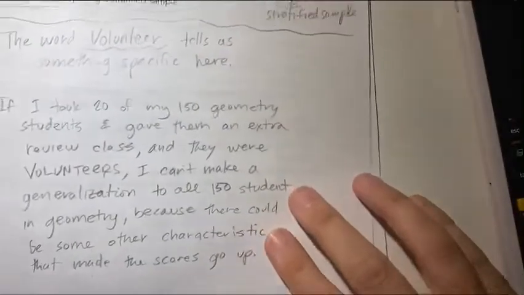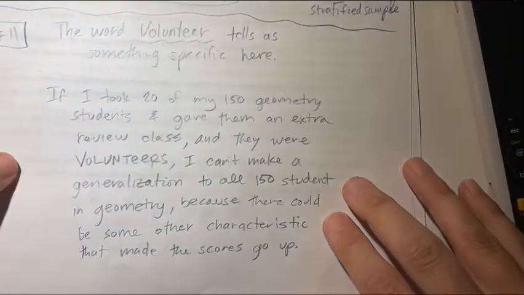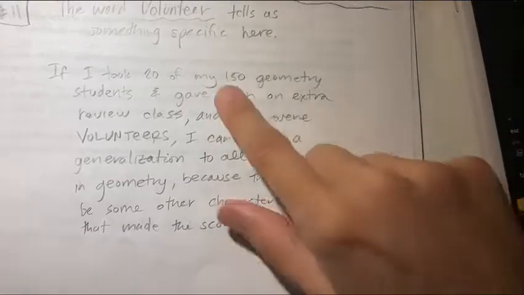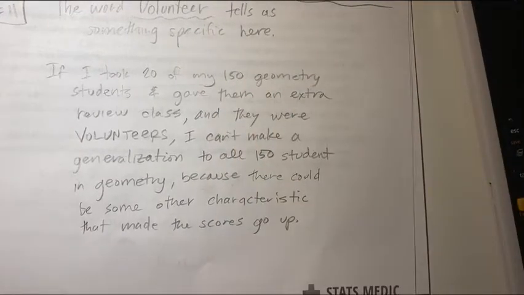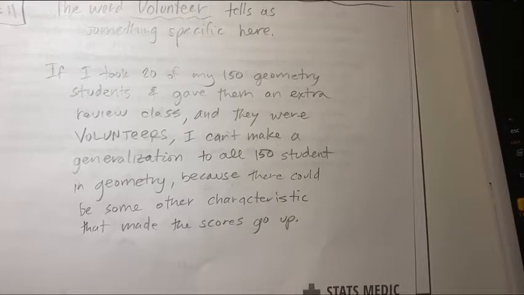What that means is that, imagine another scenario. Imagine I took 20 volunteers out of my 150 geometry students and gave them an extra review class. They volunteered for this extra review class. I didn't force them to. It was extra. So let's say that everybody in my extra review class, their grade went up 2 letter grades. They did that much better when we retook the test. I'd love to be able to say that my review session caused the increase in the retest.